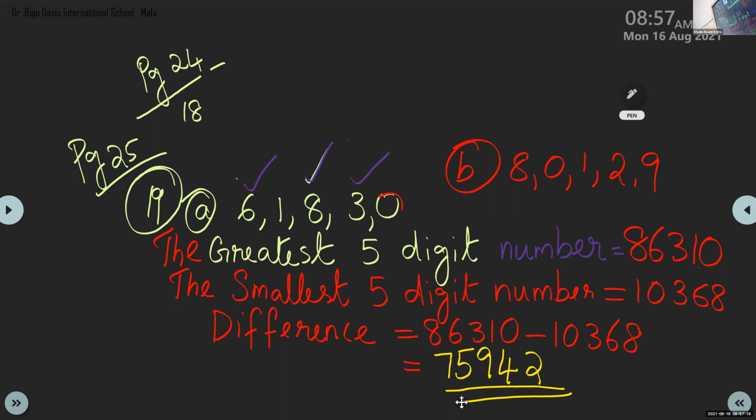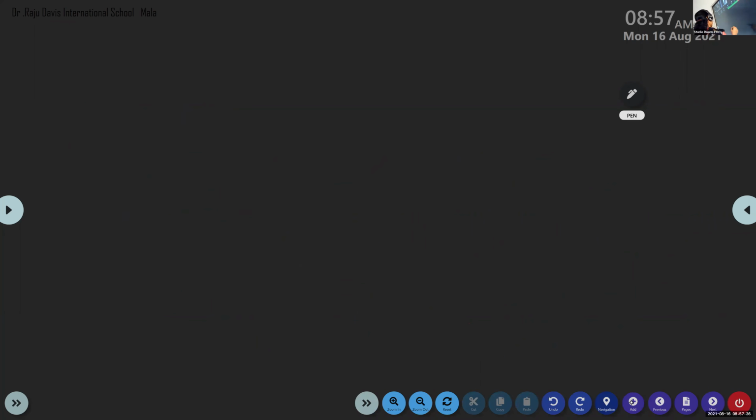First step, you had to write the greatest 5-digit number. Second step, the smallest 5-digit number. Then the last one, that is difference. Now, children, we are going to write question number 19B. And I have given you the digits here: 8, 0, 1, 2, 9. Ameya, can you give me the greatest 5-digit number?